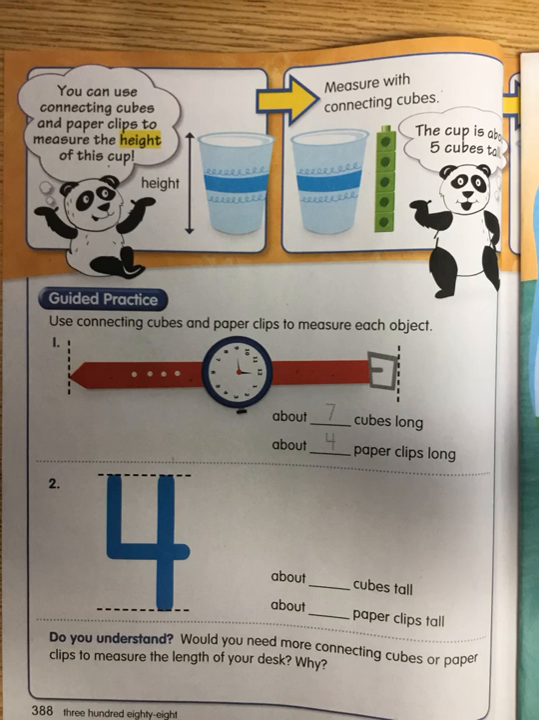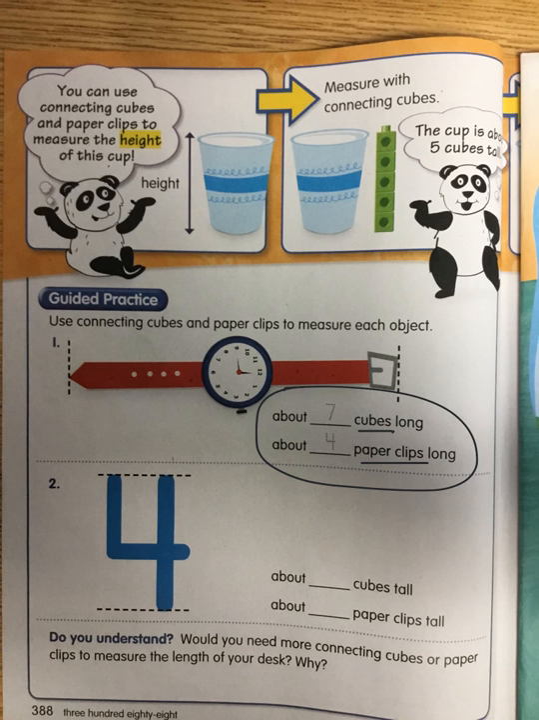Okay, second graders, today you are going to use two different kinds of units to measure different objects. Yesterday you used paper clips. Today you're also going to use cubes. So first you're going to measure with the connecting cubes, and then you're going to measure with the paper clips. You'll write your answers right here. This one says cubes, paper clips.